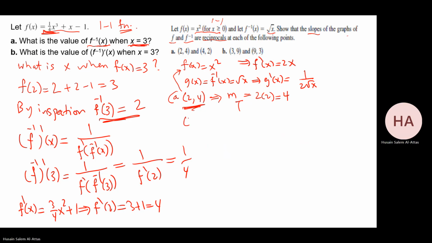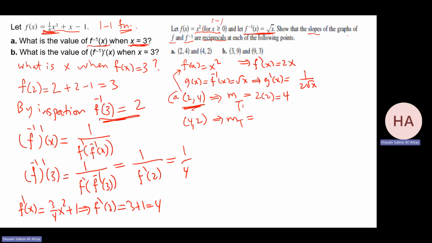Now, 4 and 2, which is part of f inverse. This is for f inverse. It's part of the function f inverse of x. So what will be the slope now?